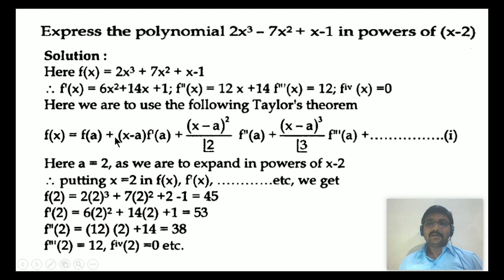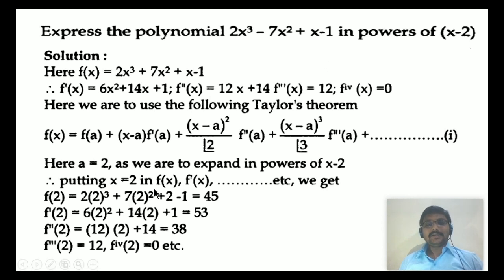The expansion formula is f of x is f of a plus x minus a into f dash of a plus x minus a whole square by 2 factorial f double dash of a plus x minus a whole cube by 3 factorial f triple dash of a plus and so on. Let it be equation 1. Now putting a equal to 2, because we have to expand in powers of x minus 2. So x minus 2 is compared with x minus a, so that a is 2 here.